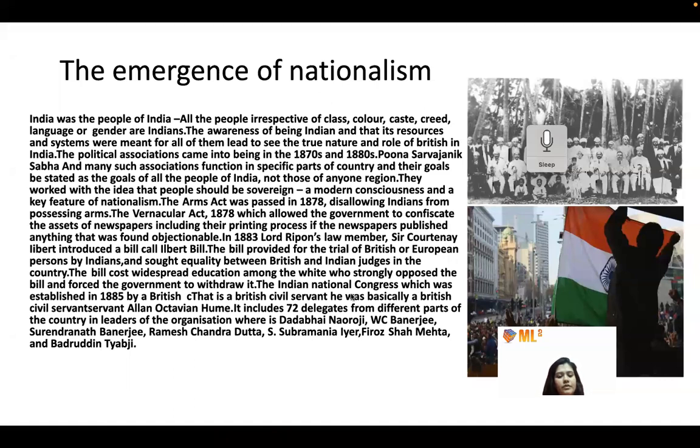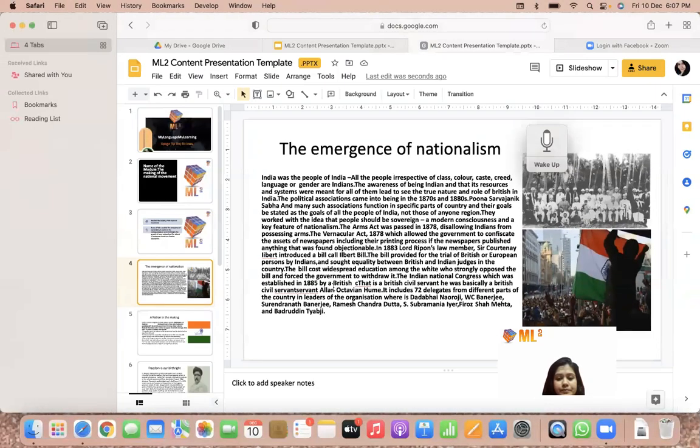The Indian National Congress was established in 1885 by a British civil servant, Allan Octavian Hume. It included 72 delegates from different parts of the country as the leaders of the organization, whose names were Dadabhai Naoroji, W.C. Banerjee, Surendranath Banerjee, Ramesh Chandra Datta, S. Subramaniam Iyer, Firoz Shah Mehta, and Badruddin Tyabji.